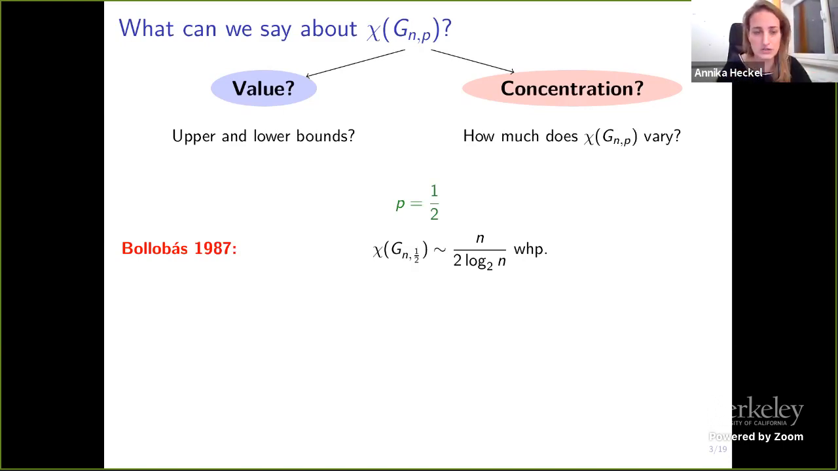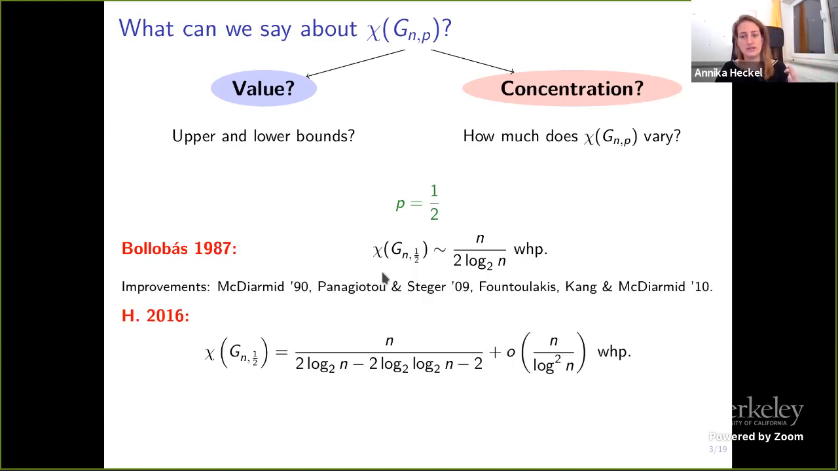But Bollobás showed in '87 that in fact almost all graphs have asymptotically chromatic number roughly n over log n. It was known that this is a lower bound, which is not very hard, but Bollobás proved the missing upper bound in '87. This is a very well-known result, and it was extended by Łuczak to almost all p.